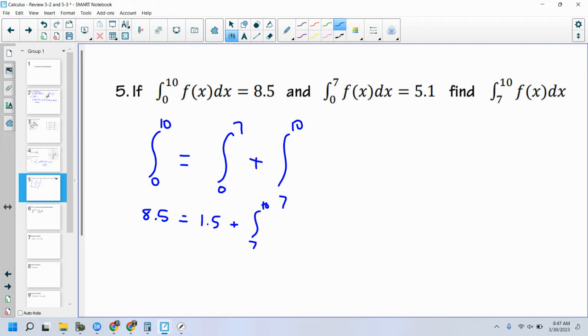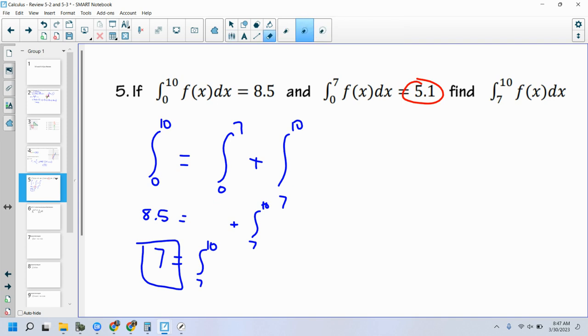Oh, cool. So 7 is equal to 7 to 10. That's not what I have in my key. What the heck did I do wrong? 5.1 instead of 1.5. Look at that. It's my little mathlexia there. Okay. Whoops. 5.1. So subtract over 8.5. Oh, what did I say? 3.4. Yeah. Much better. Now my answer matches.